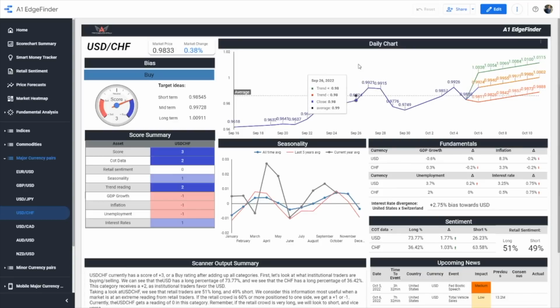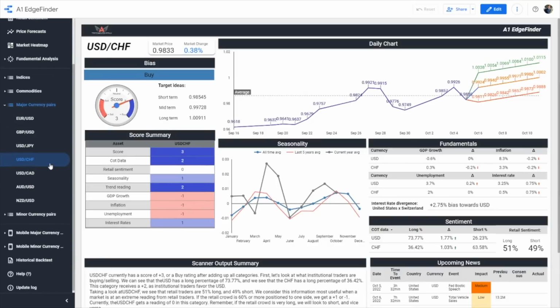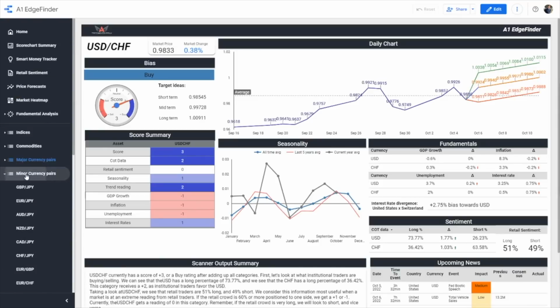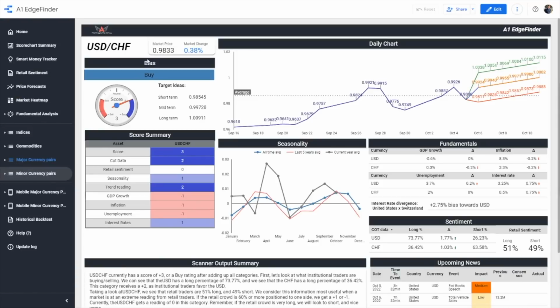if not more importantly for my trading, I use the Edge Finder, which is a market scanning tool that allows me to find setups. What we can do here is pull up any pair we want. You can see all the different ones on the left, but I'm focused today specifically on dollar Swiss. And when we look at dollar Swiss franc, we get a +3 score.